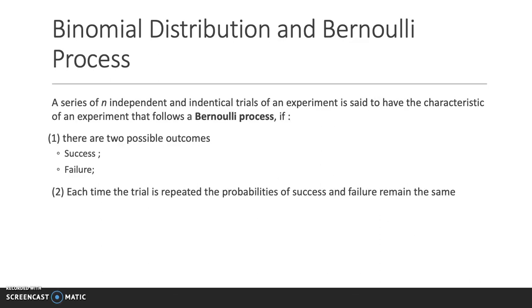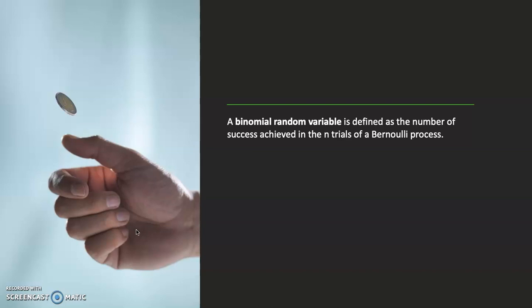2. Each time the trial is repeated, the probabilities of success and failure remain the same. We will use P to denote the probability of the success event and 1 minus P to denote the probability of the failure event. So the binomial distribution is the probability distribution of the success outcome. Now, let's find out about the binomial random variable. A binomial random variable is defined as the number of successes achieved in the n trials of a Bernoulli process.